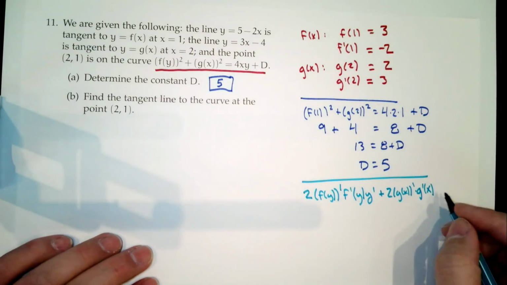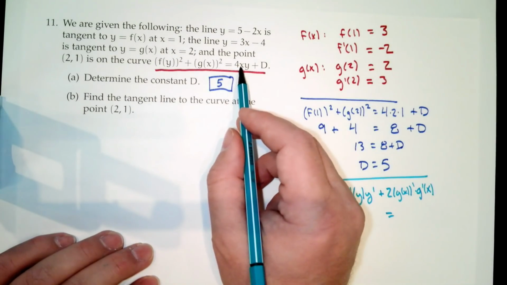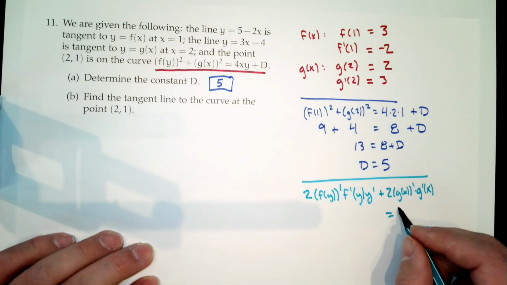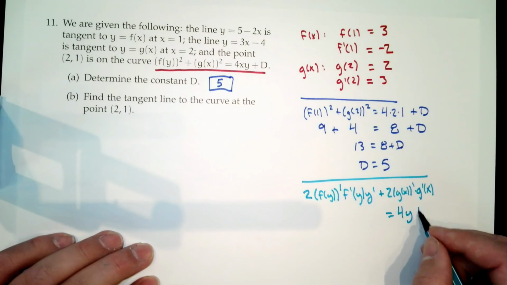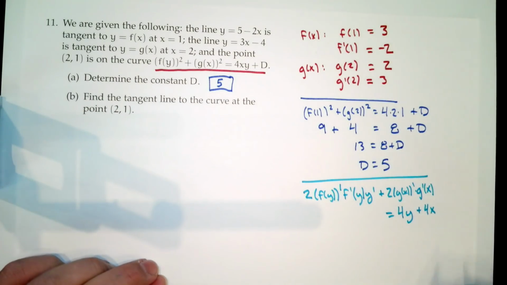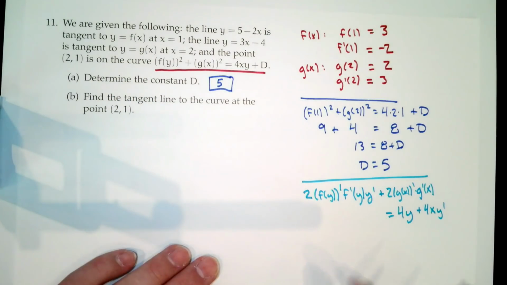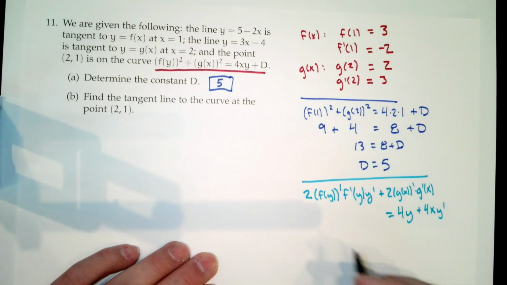All right, equals, and I did not plan well. 4xy, we're going to use the product rule. The derivative of 4x is 4, times y, plus 4x times the derivative of y, which is y prime. And then the derivative of d is 0. The derivative of a constant is 0. So that's it in general. And now we plug in what we know. We're at (2, 1). So everywhere I see a y, I'm going to put a 1, and everywhere I see an x, I'm going to put a 2.